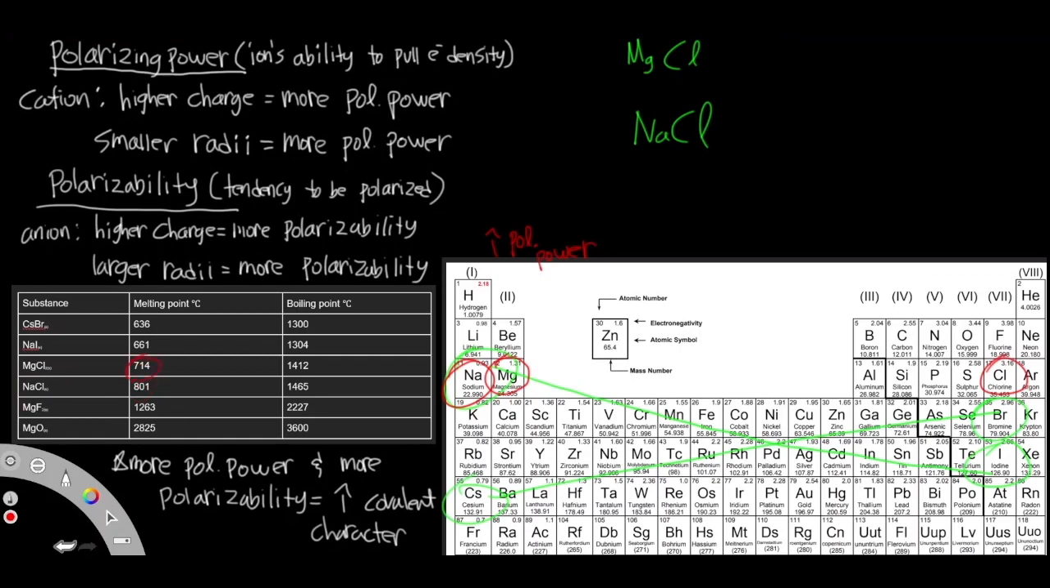So you see an 801 versus a 714. Hopefully this is starting to make sense. So we're trying to look at the smaller polarizing power and the smaller polarizability.